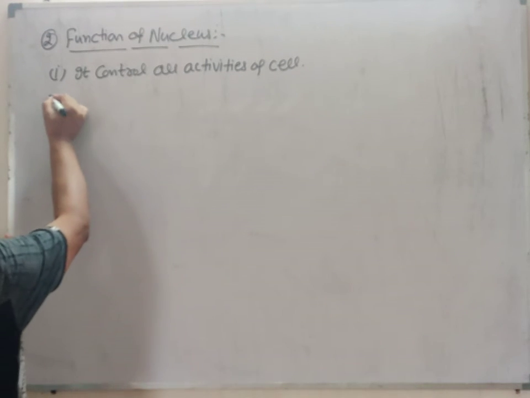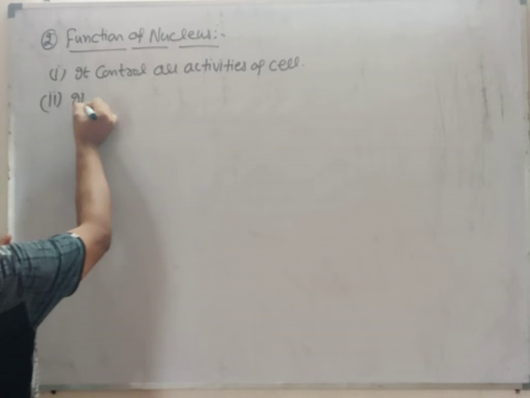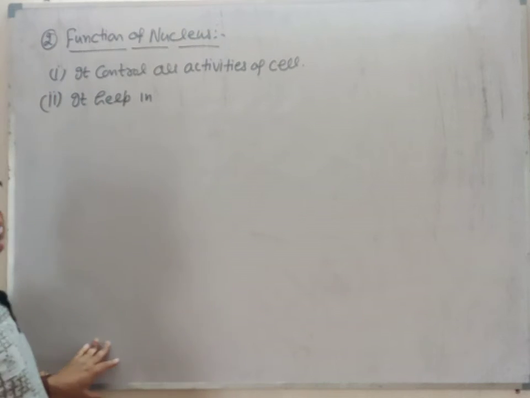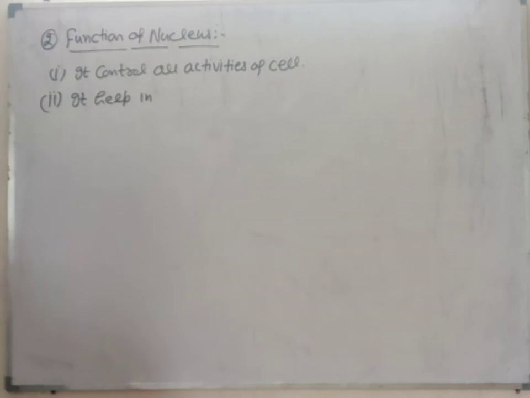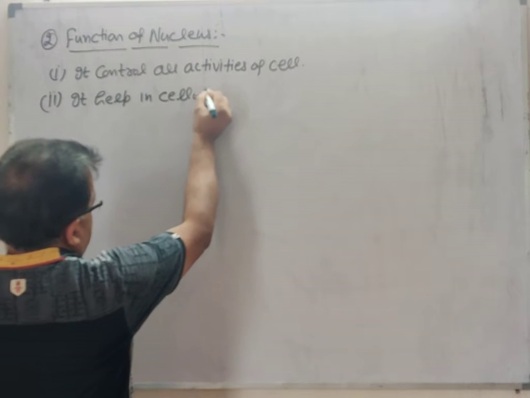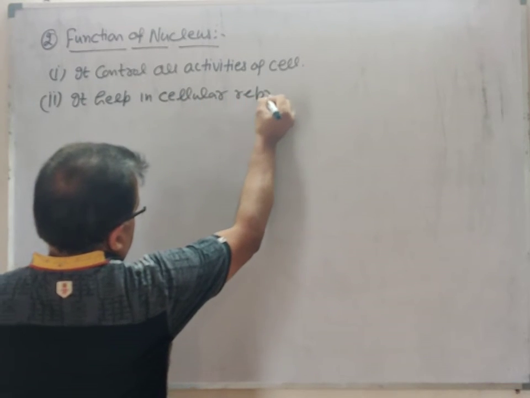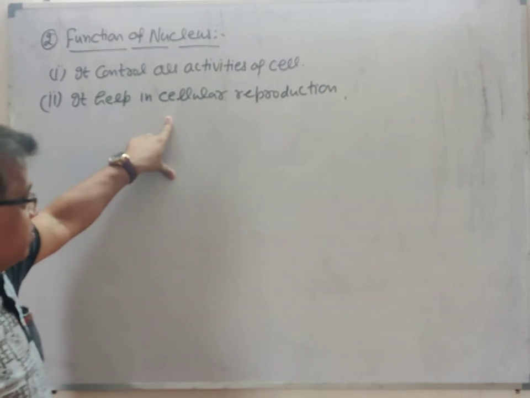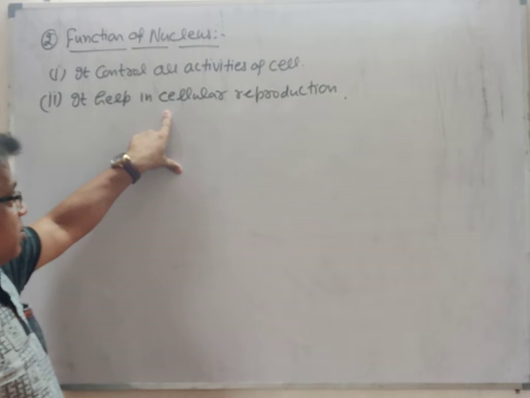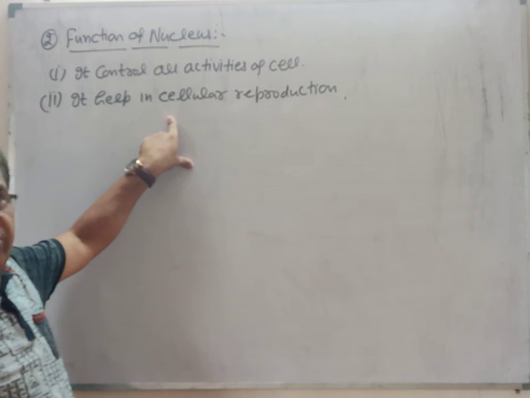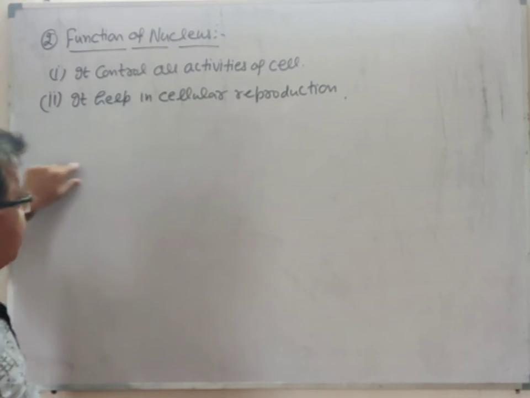It helps in cellular reproduction. What is cellular reproduction? In which the cell divides, means cell becomes two from one, that is cellular reproduction, that is reproduction of cell.